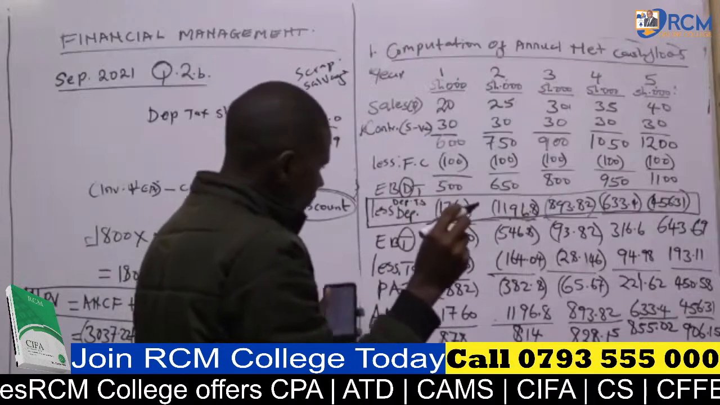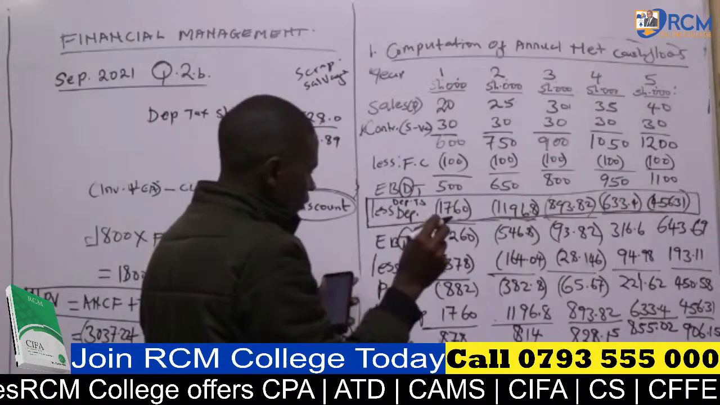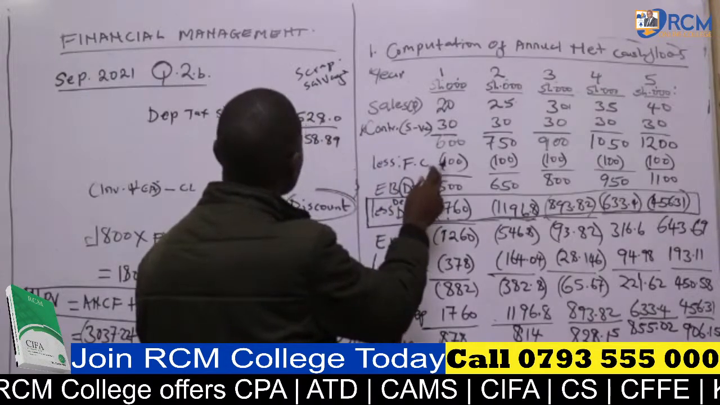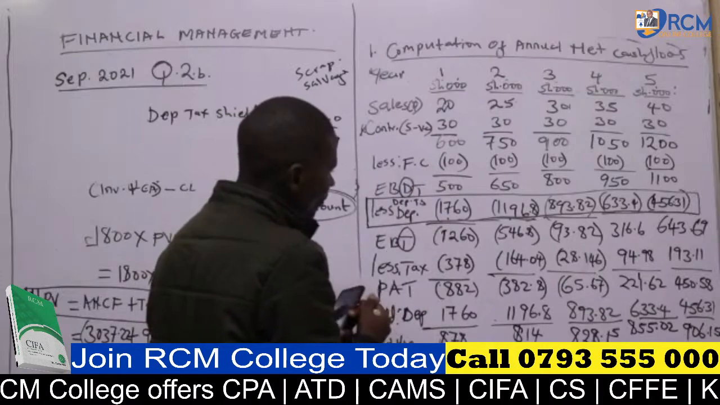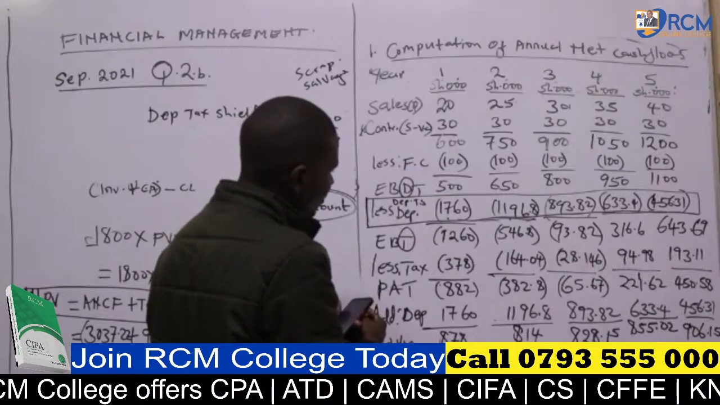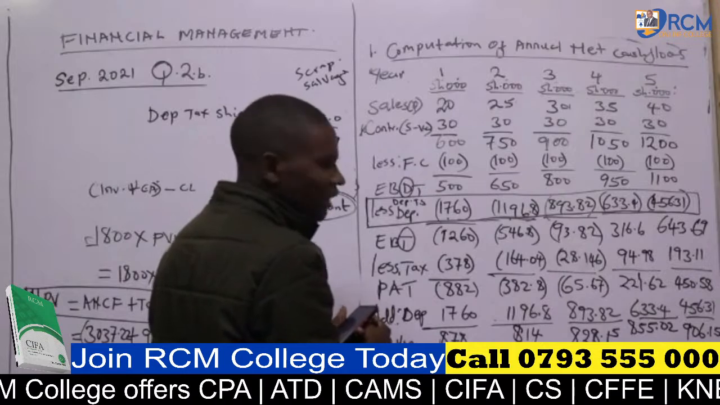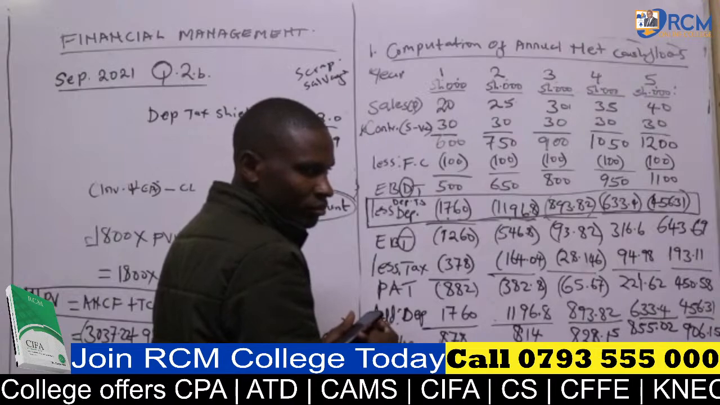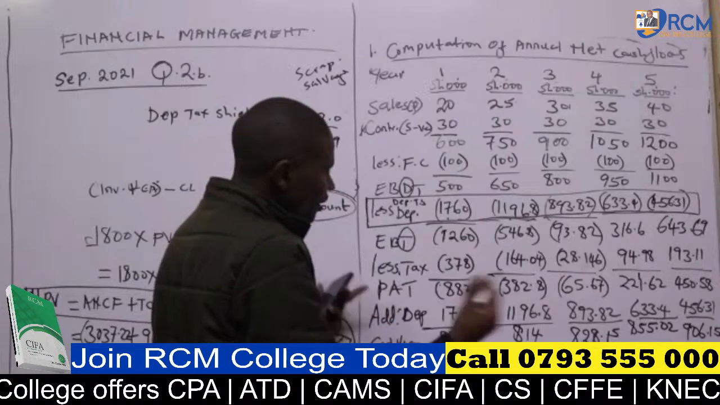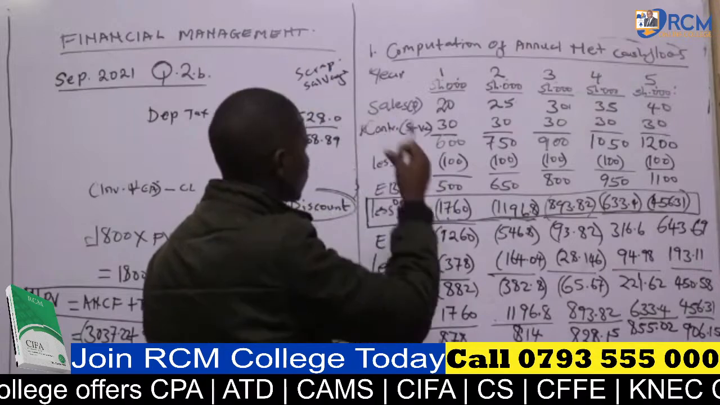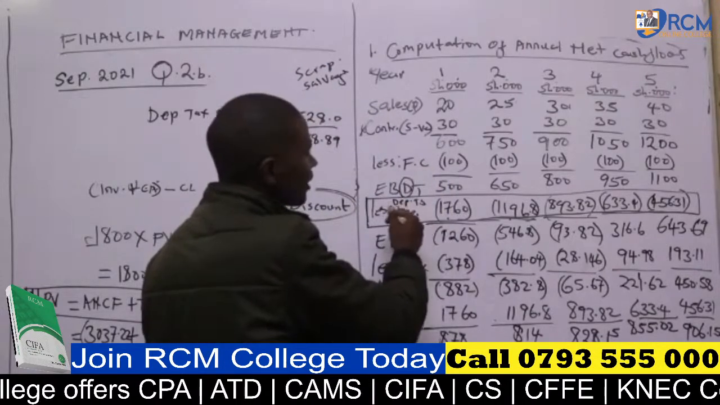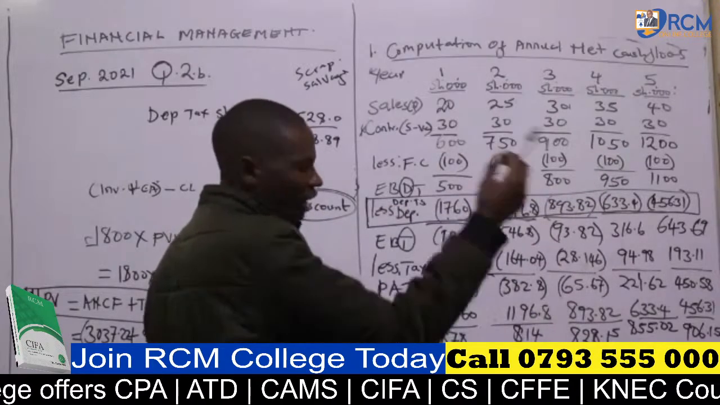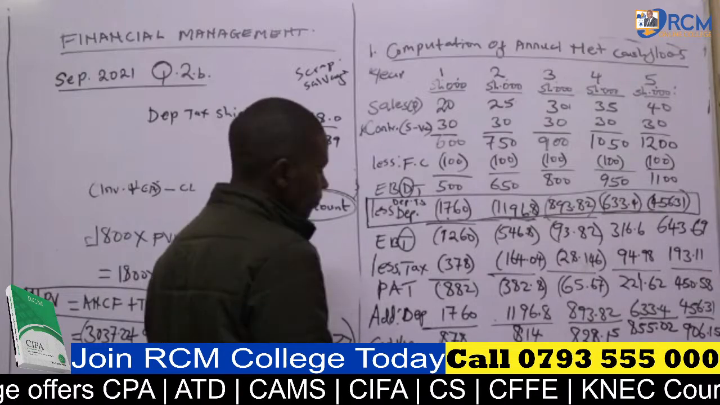Nataka ufanye hivi. Ukikuja for year 1 is 528. Ebu chukua 500 minus 528, utapata ngapi sasa? Negative 28. So you less the depreciation tax shield for each. Now you will not add back your depreciation. That's another method.